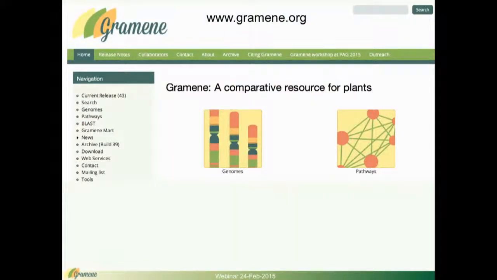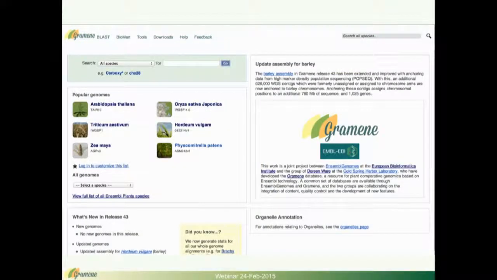So this is the front page of Gramene. This is what you'll initially see when you go to gramene.org. This portal actually accesses two resources. One is the Genomes portal, and the other is Pathways. There will be future webinars to discuss the Pathways resource. I'm going to focus on genomes today, so if you simply click on this icon, that'll take you to the front page of the comparative genomics interface.